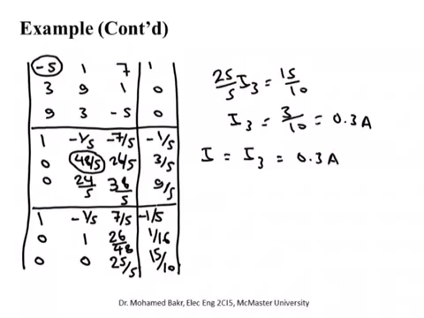And you can calculate all the other currents, I1 and I2. I need only I3 here, because I3 is the current drawn from the source, which is really the one we are looking for. But of course, you can back substitute here to get I2, and then you back substitute into the first equation to get I1. But in this specific example, I need only I3, which is the current drawn from the source.